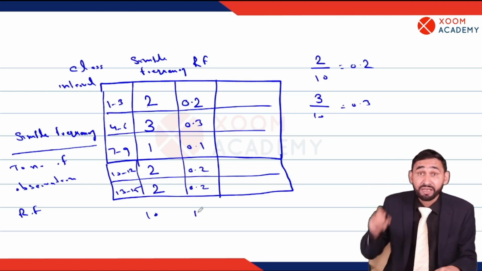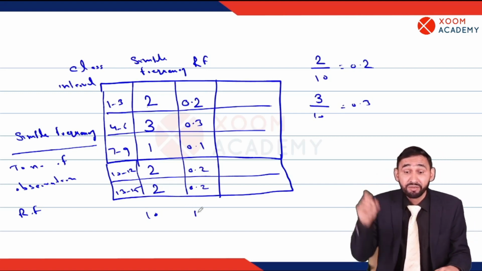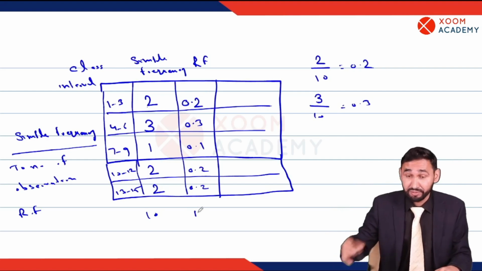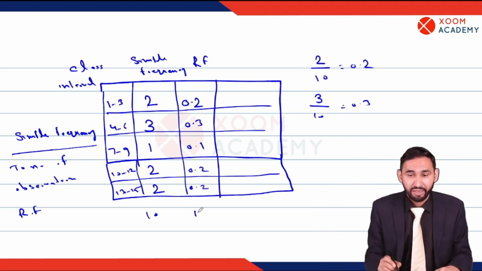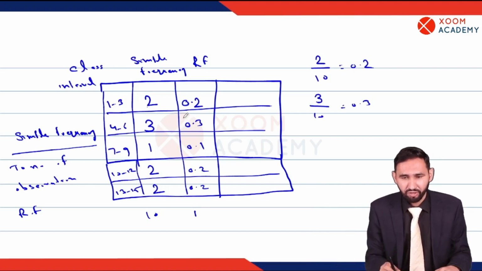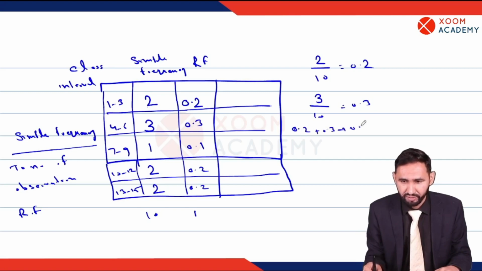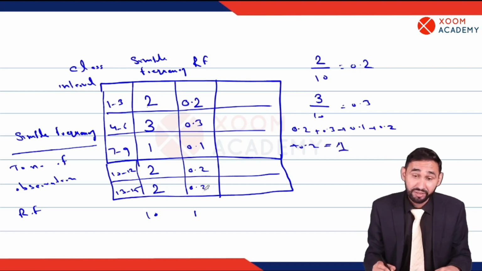When we sum all these, our answer should be 1. Total frequency is 1. Remember this thing. We add all the relative frequencies and our answer should be 1. When we add 0.2 plus 0.3, it is 0.5. So we add 0.2 plus 0.3 plus 0.1 plus 0.2 plus 0.2. Our answer should be 1. Then our relative frequency is correct.